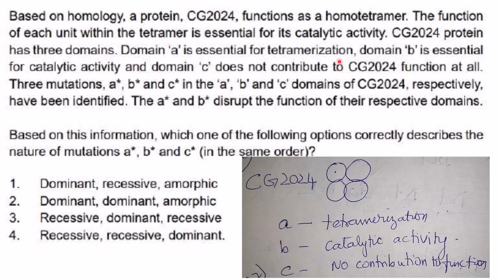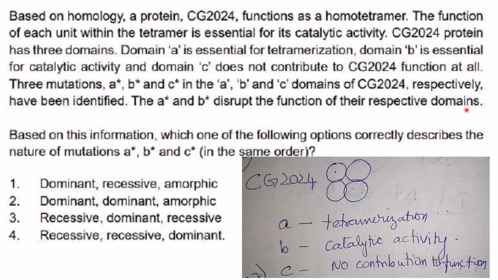Domain A is essential for tetramerization. So if this is domain A, tetramerization has to be there. Domain B is essential for catalytic activity. This is for catalytic activity, and C, it doesn't contribute to the function at all. So whether C is mutated, C is not there, no harm, the protein is going to function. So 3 mutations A star, B star, C star in the ABC domain of CG2024 respectively have been identified.